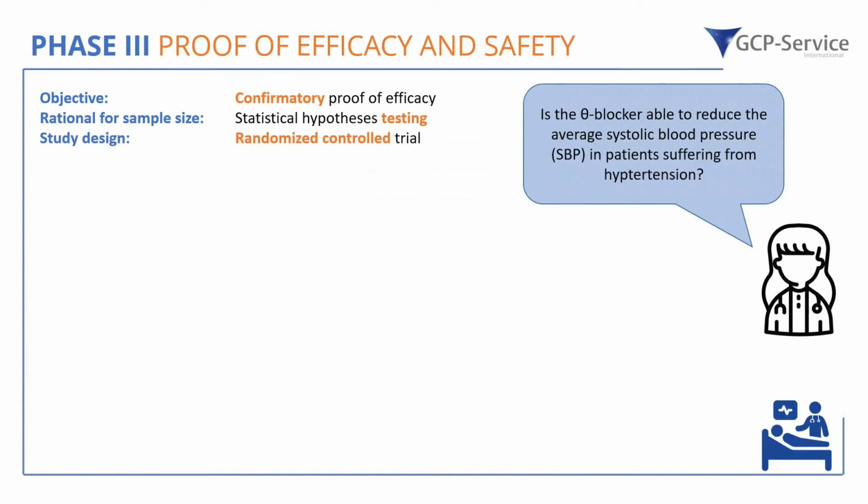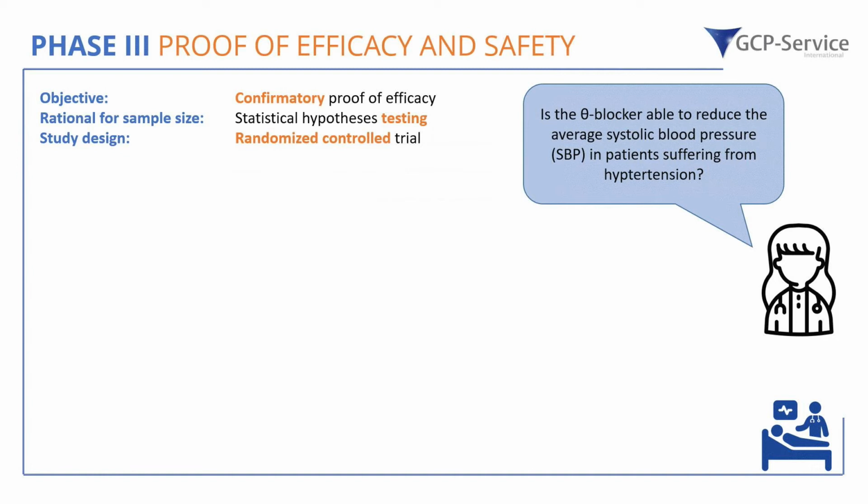And if we have enough information in a phase 2 study that we have found the correct doses, and we also have a preliminary estimation of the treatment effect, then we will go into the big phase 3 study where the proof of efficacy and safety is evaluated. And in a phase 3 study, it's always a confirmatory proof. That means we are in a confirmatory setting.